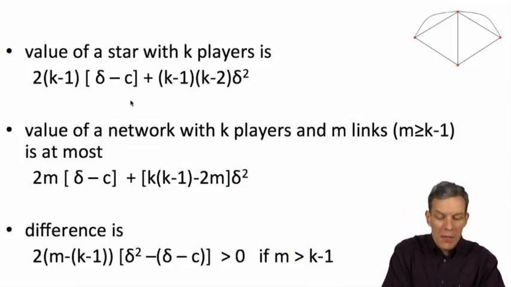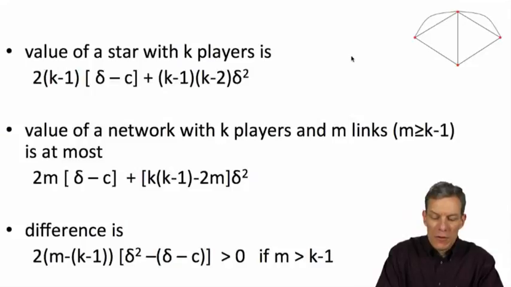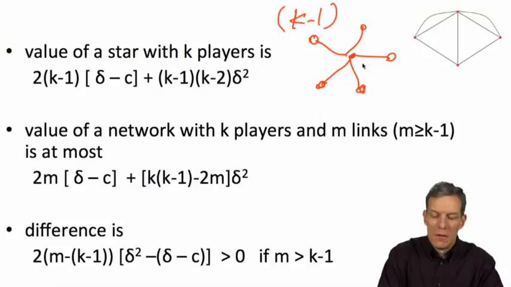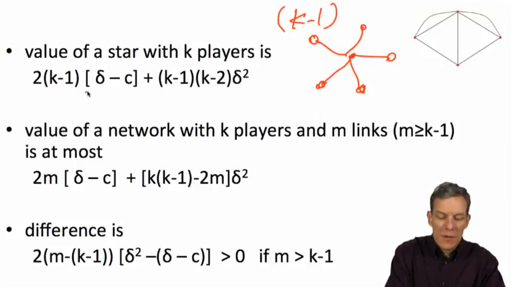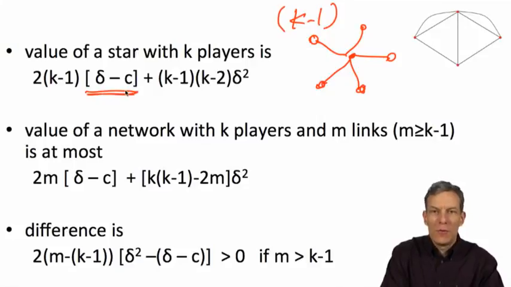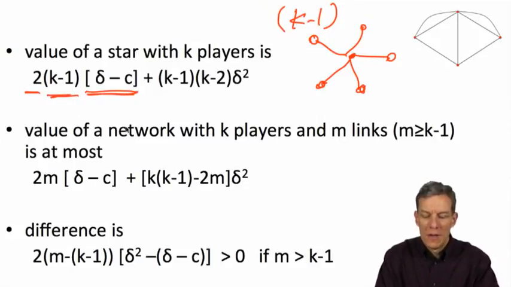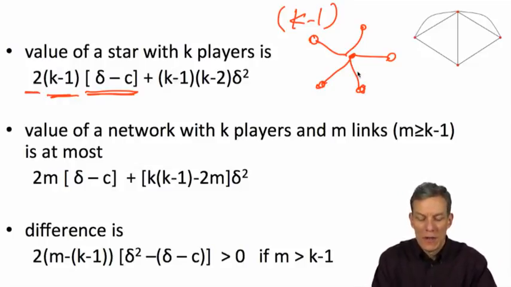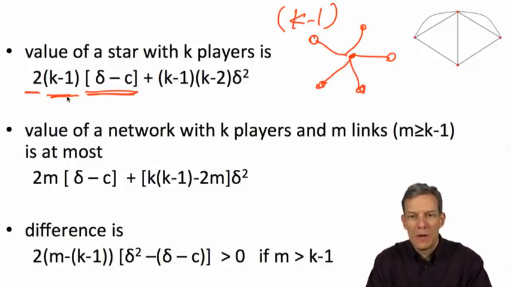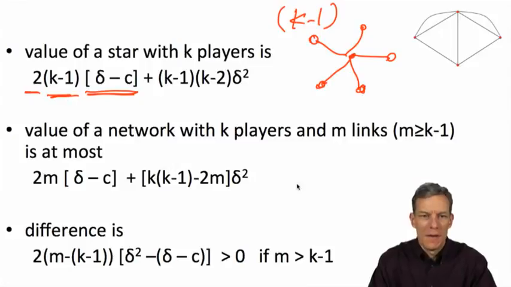Well, with k different players, we've got one person in the middle, k minus 1 other individuals out here, so we've got k minus 1 links in total. And so each one of those links gives a value of delta minus C to each of its participants. There's two people in it, k minus 1 links. So the direct value of connections is 2 times k minus 1 times the delta minus C.